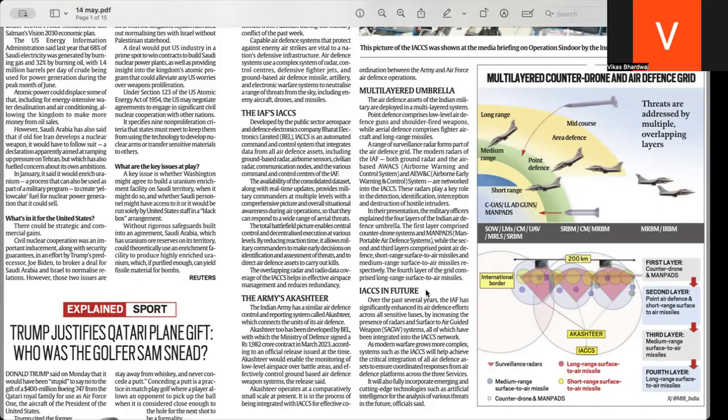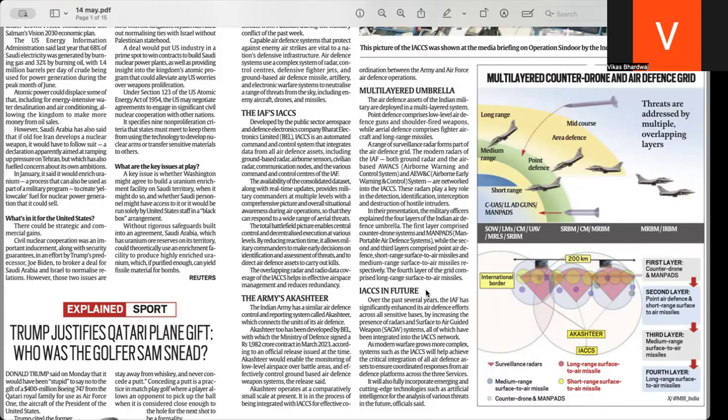Medium range to surface to air missiles, and counter drone, and MANPADS. The whole point is that from the examination perspective, you have to understand what the first layer, second layer, third layer, and fourth layer are. It is a multi-layered umbrella. Point defense comprises low-level air defense, guns and shoulder-powered weapons as the first one, while aerial defense comprises fighter aircraft and long-range missiles.